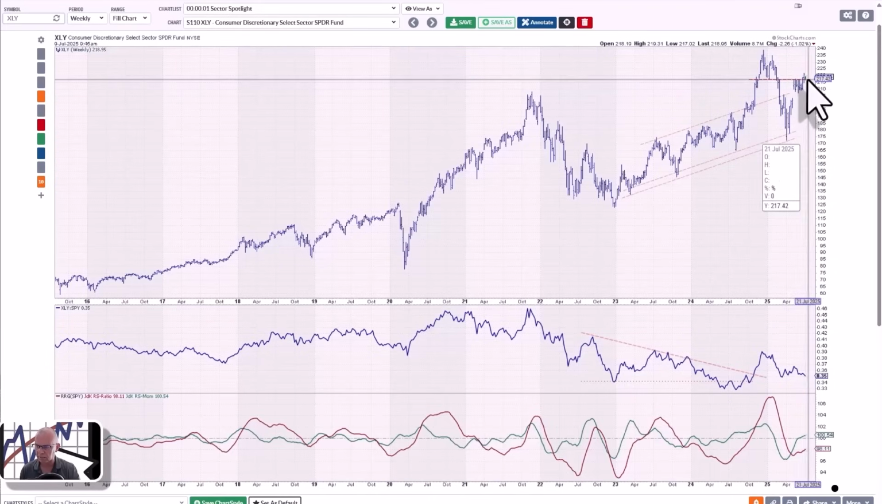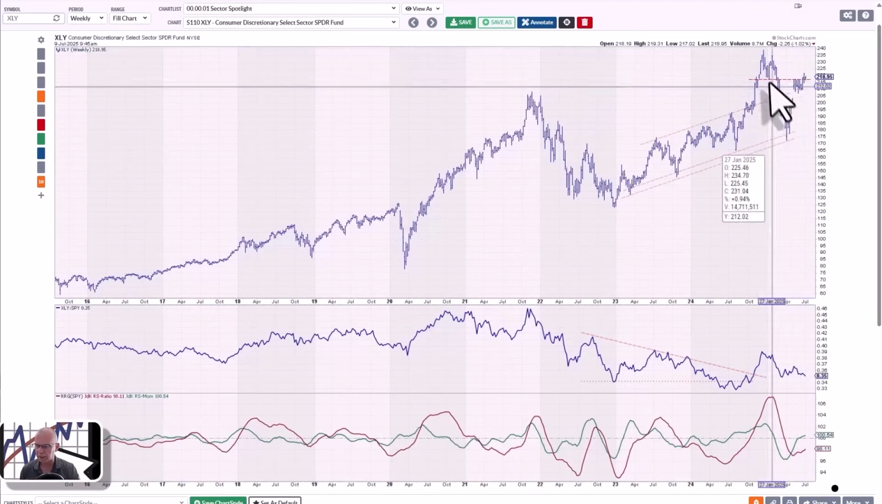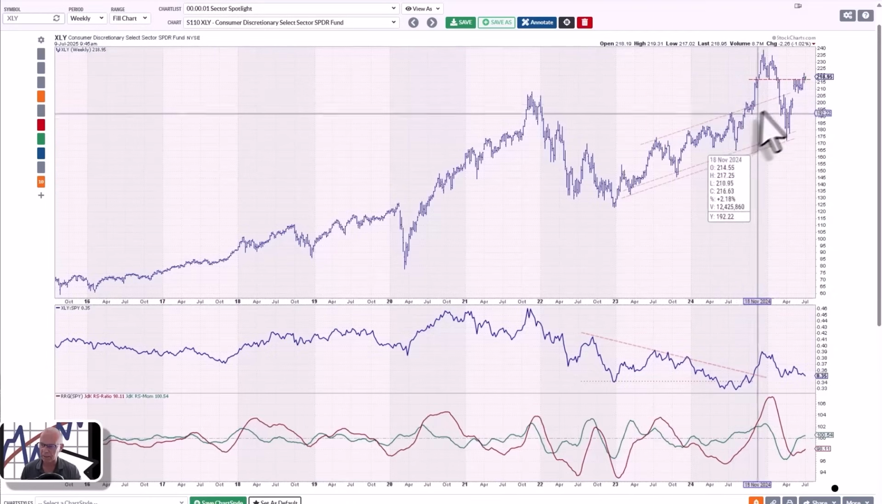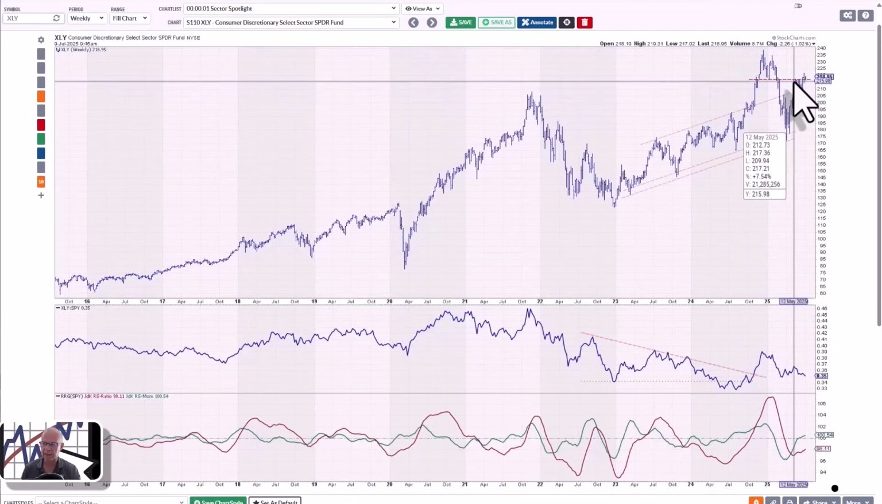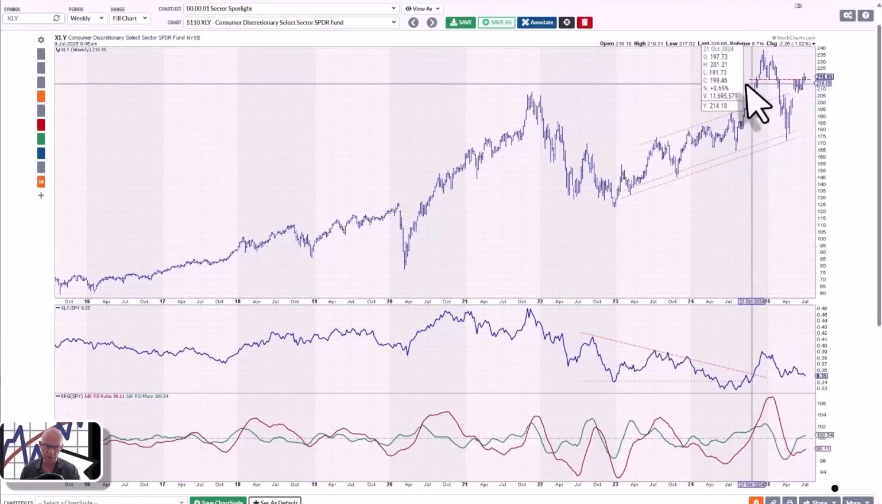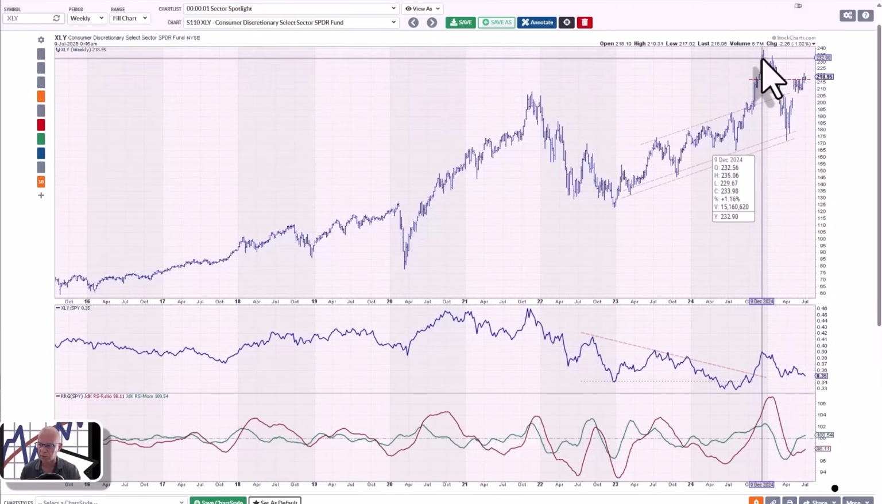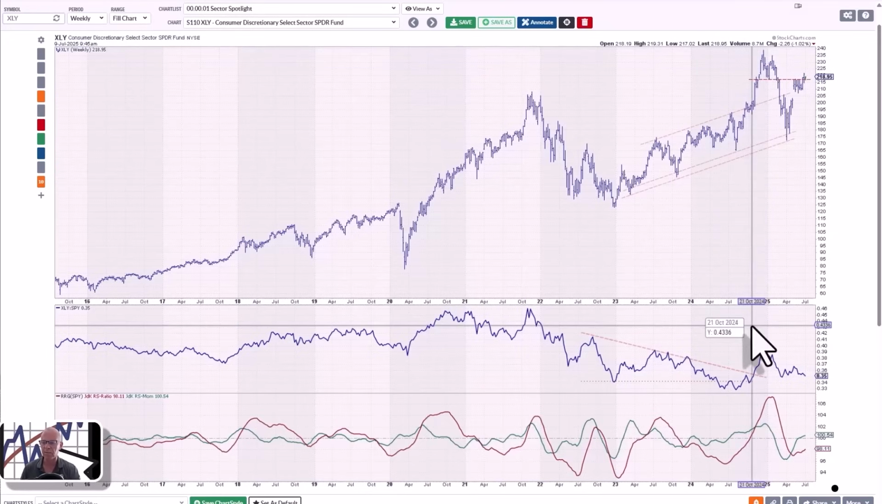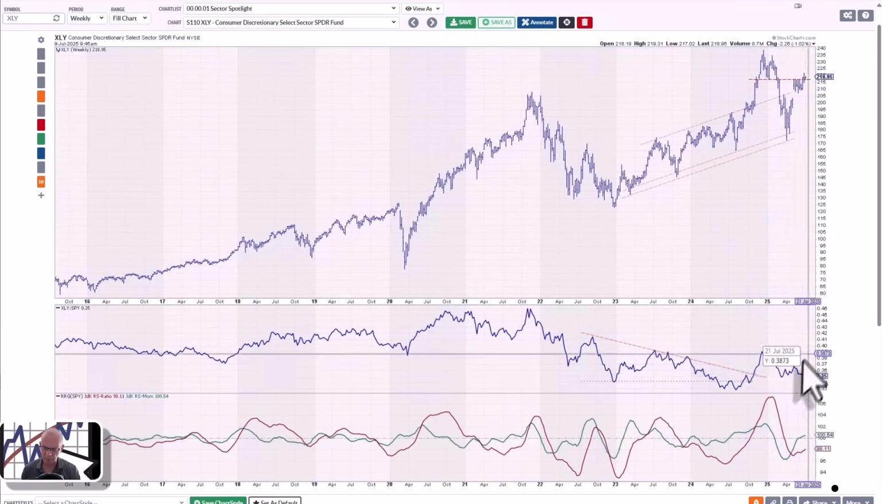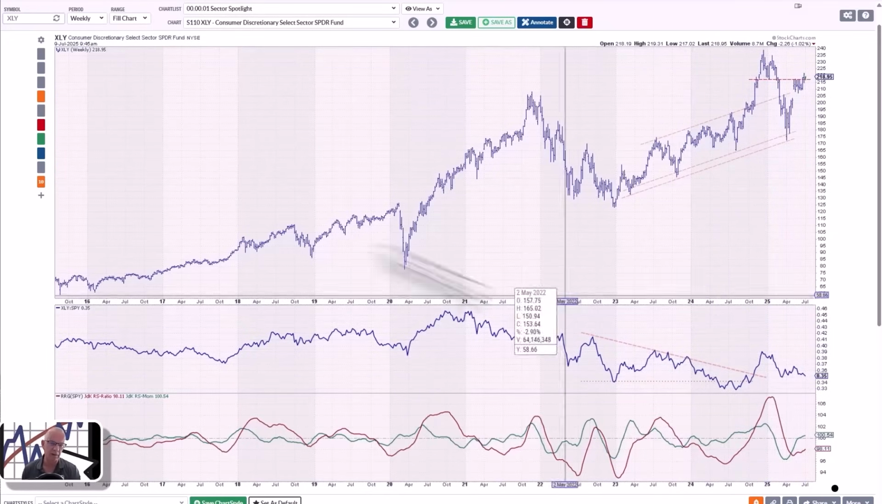You can see that we're now starting to move higher again, and that is interesting because it looks as if that support level held and that there is now plenty of upside for XLY to move to the 230, 235 area, and that will definitely pull up relative strength versus the S&P 500.